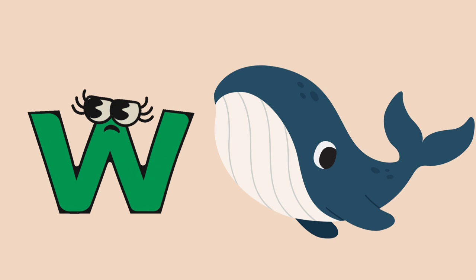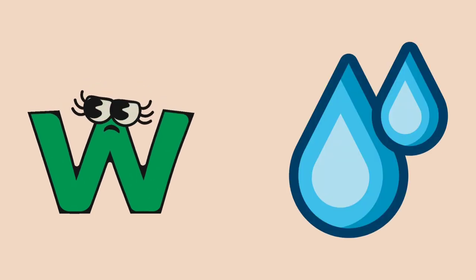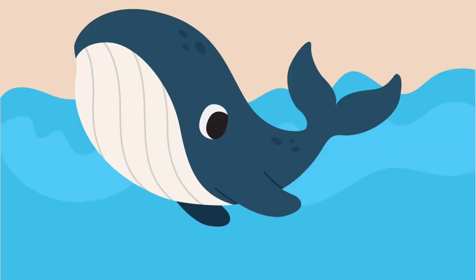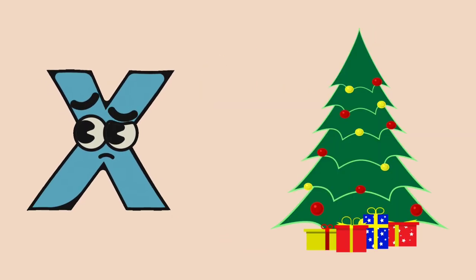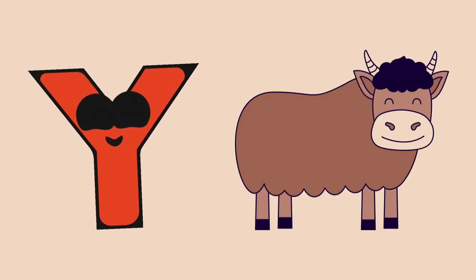W for whale and W for water. Whale always lives in water. X for xylophone, X for Christmas tree. Santa is playing xylophone and Christmas tree.